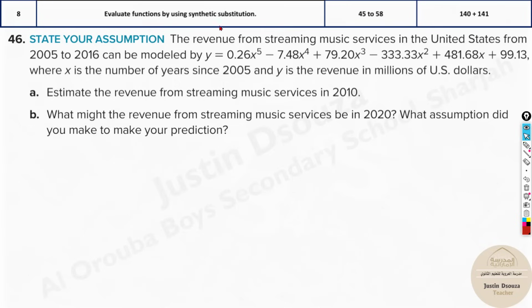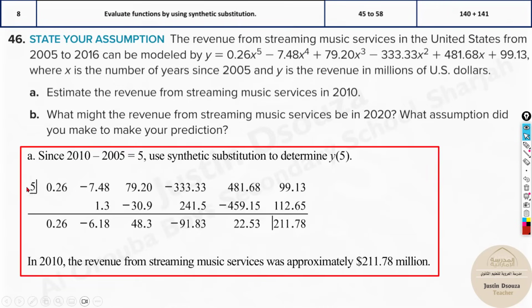So now we are using this equation over here and finding it for 2010 and 2020, but this equation is only valid from 2005. So what is the number of years from 2005 to 2010? It is 5 years, right? So here the X value must be 5. Now you can go ahead and do the synthetic division with X of 5, say like this over here. See, you're writing 5 over here, writing all the coefficients and doing it.